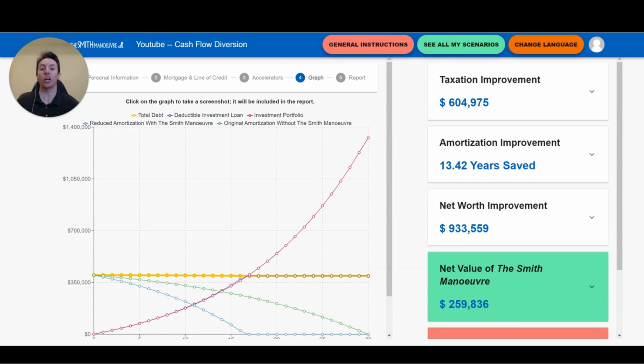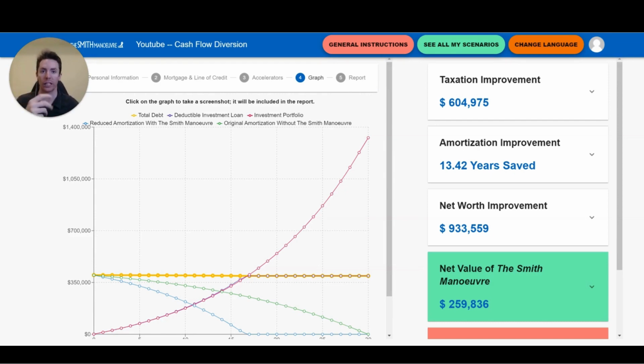Here's the graph that comes along with the Smith Manoeuvre calculator. Remember, we did the normal Smith Manoeuvre, and then we diverted. We're using the Cash Flow Diversion accelerator. We diverted $500 away from what was going to another investment, but we cycled it through our Smith Manoeuvre first instead. That got us to pay down the mortgage even faster, get debt converted even faster, get more money invested, pulled out and invested in your investment portfolio. And this was the results.